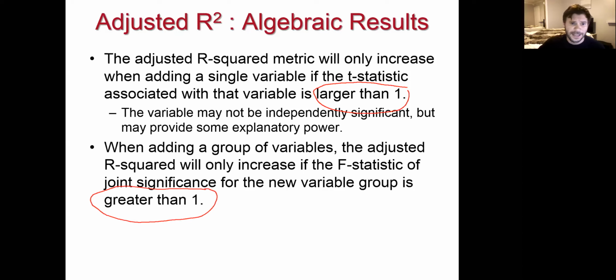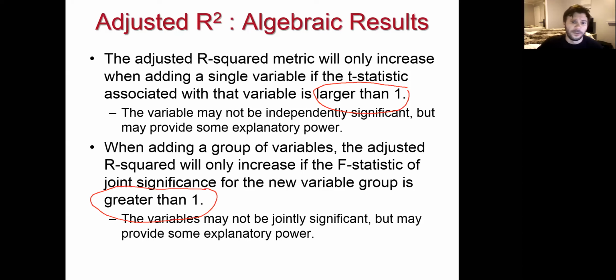But it still could be the case that that group of variables that we add, even though they make the adjusted R-squared go up, may not be jointly significant in explaining the Y variable on the left-hand side here. This gets a little tricky, right? If we add a variable, it might not be statistically significant individually, but it may provide enough explanatory power to trump the added model complexity and cause that adjusted R-squared to go up.